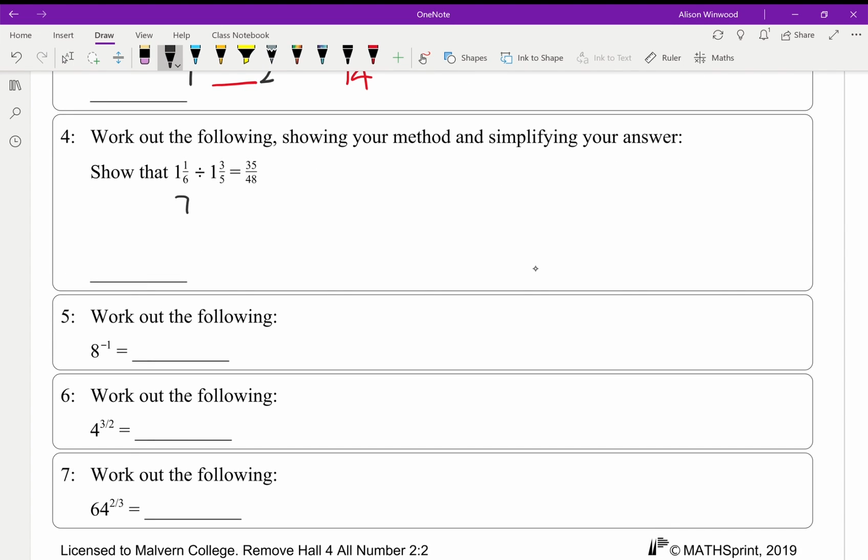Division, so change to top heavy. Never divide, far too difficult, so turn the second fraction upside down and multiply. Multiply the numerators, multiply the denominators, and in this case it doesn't cancel down.